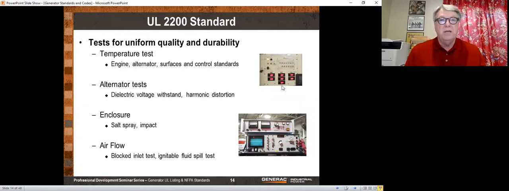We do a temperature test. We make sure that the engine, alternator, the surfaces and the controls and everything do not get hotter than a certain amount as specified by UL, which is different for different parts of the generator. The alternators have to go through dielectric voltage withstand and harmonic distortion tests. And then the enclosure, we do an impact test.